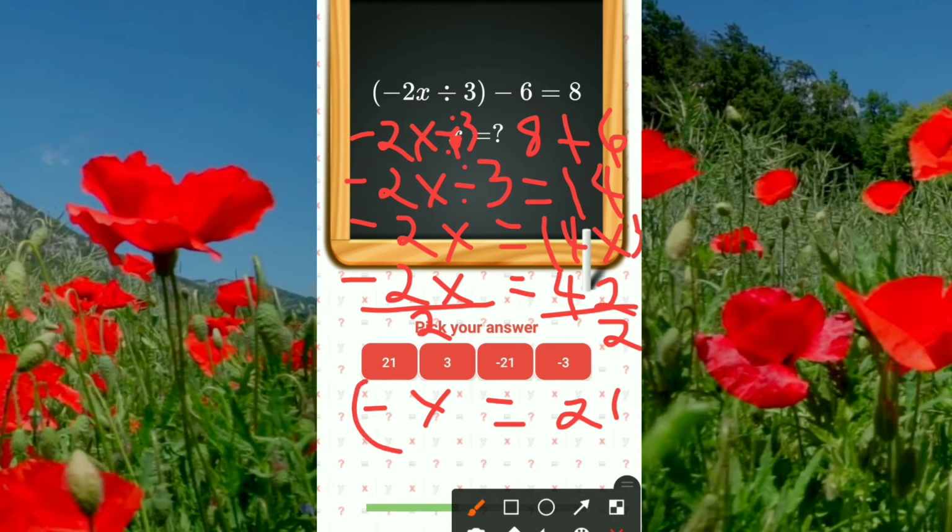And then we can multiply it by minus 1. So our x becomes positive x, then equals. So the 21 becomes negative 21. So our answer is negative 21.